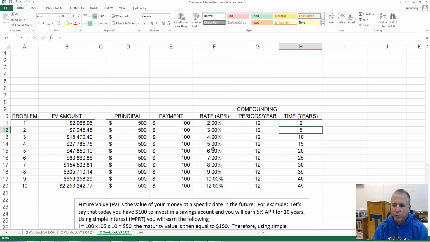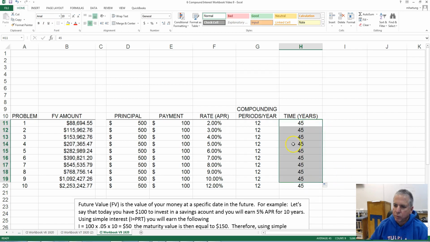So for example, let's go in and just manipulate the time. Perhaps we want to look at all of these options in terms of, say, 45 years from now when we're about 60 years old. So we can put a 45 in here and then just copy that all the way down. So now all the time is the same, and we can look at how much we accumulate in our savings account based on these different interest rates.